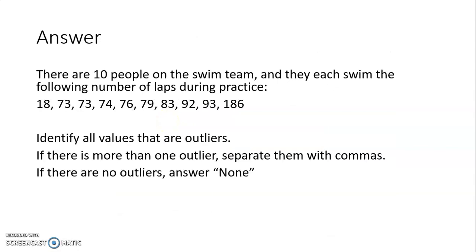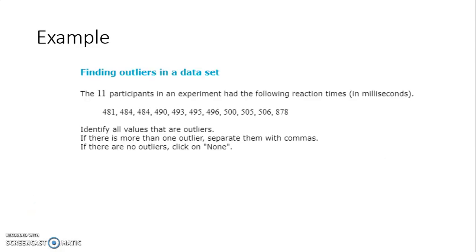So back to that same question. Here's our list of numbers again, like you'd see them in Alex. Since there are 2 of them, 18 and 186, you'd answer that 18 and 186 are outliers. Hopefully that makes sense. Easy enough.